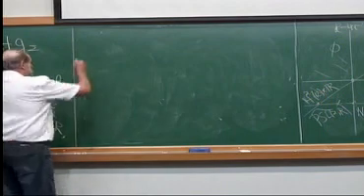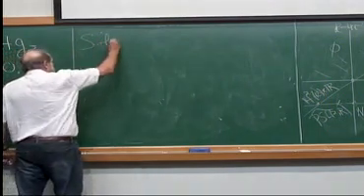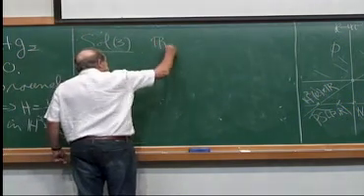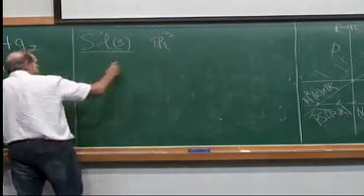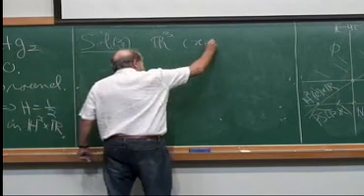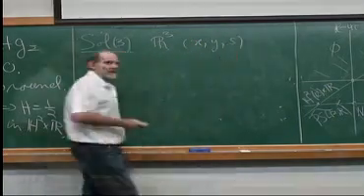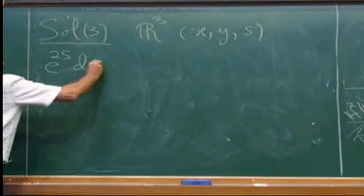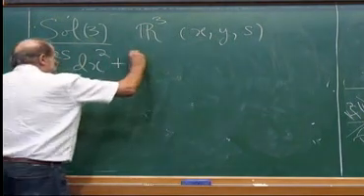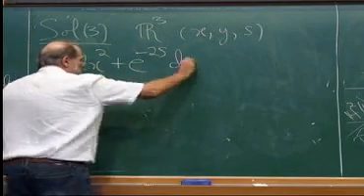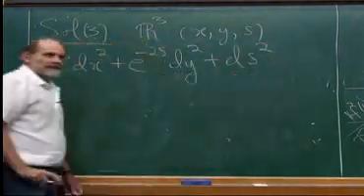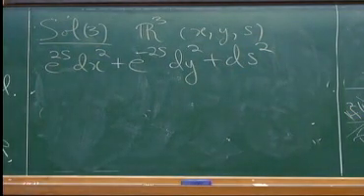Okay, what is Sol3? It's R3 with the metric, so I'll use coordinates x, y, s. The metric is e to the 2s dx squared plus e to the minus 2s dy squared plus ds squared. That's the metric. So that's a 3-dimensional isometry group.